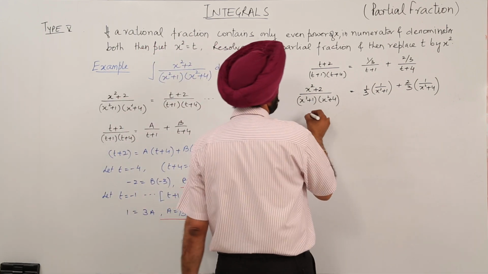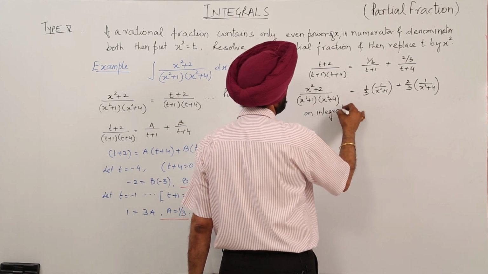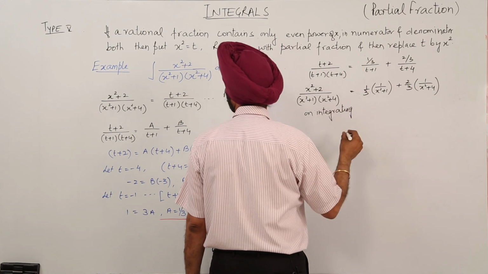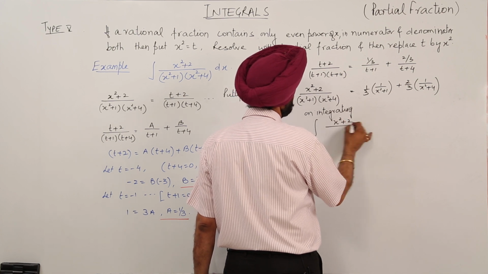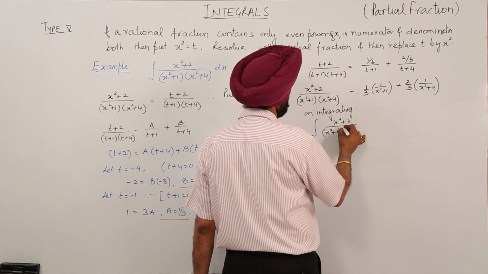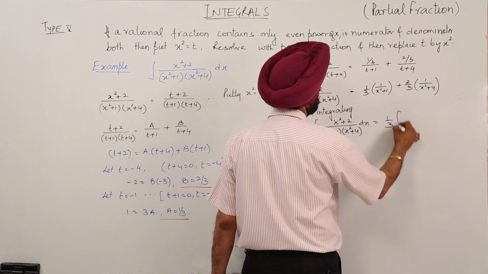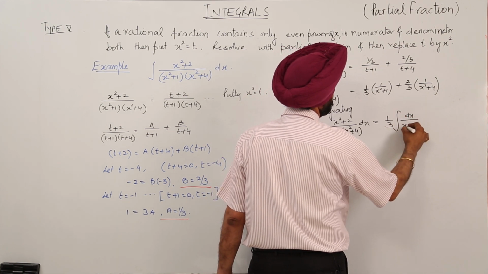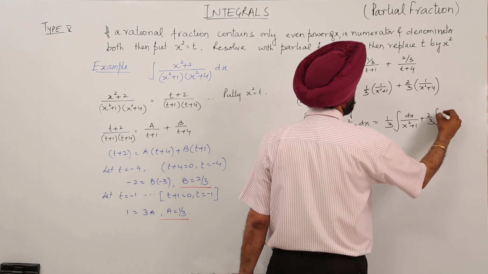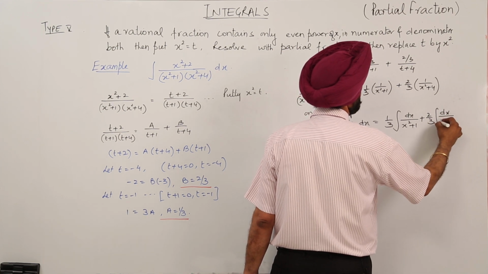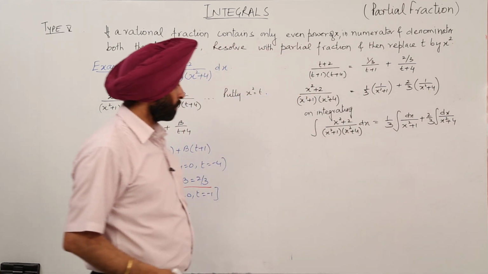Okay. Now on integrating, we get integration of (x square plus 2) upon (x square plus 1)(x square plus 4) dx is equal to 1 upon 3 integration of dx upon (x square plus 1) plus 2 upon 3 integration of dx upon (x square plus 4). Is it clear?